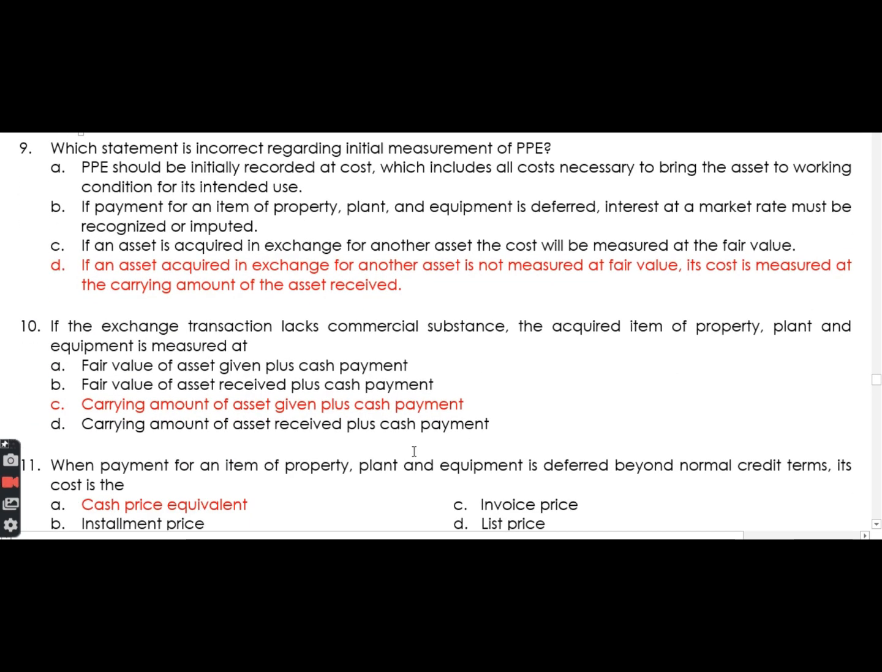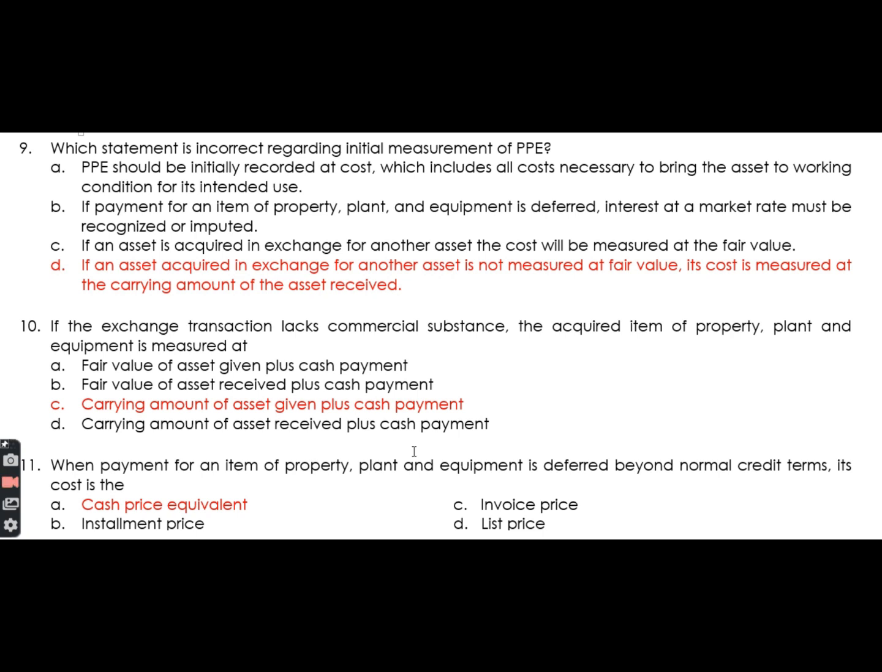Number 9, which statement is incorrect regarding initial measurement of your property, plant, and equipment? So, hanapin natin yung incorrect. Although given na yung sagot, discuss lang natin yung letter A, B, and C. PPE should be initially recorded at cost, which includes all costs necessary to bring the asset to working condition for its intended use. So, correct yun.